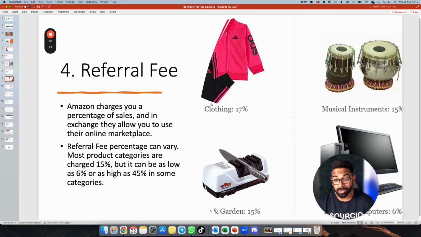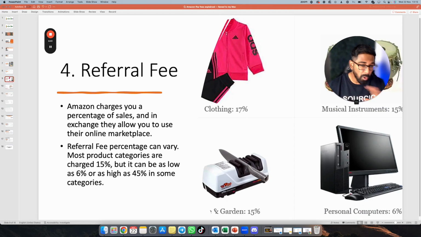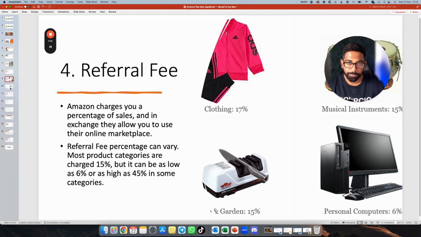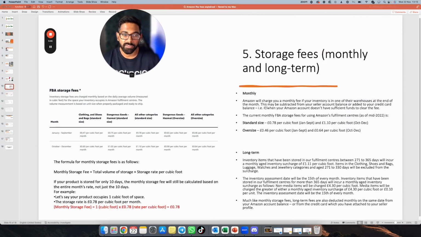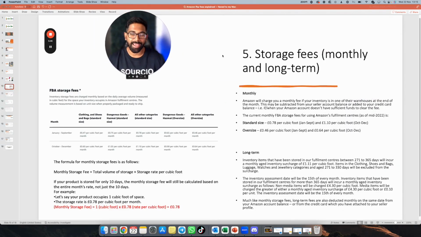Hence, they charge you that percentage. Most categories have 15%, but as you can see, it can be as low as 6% or as high as 45% in some categories. But most products you will sell will be around 15%. Next is the storage fee. Now, yes, this actual slide looks really confusing, but don't worry, I'll go through it step by step.